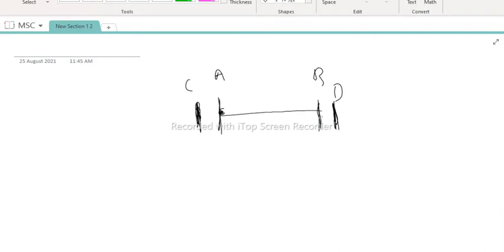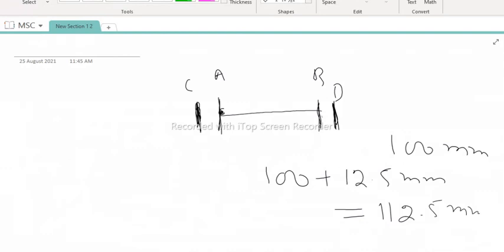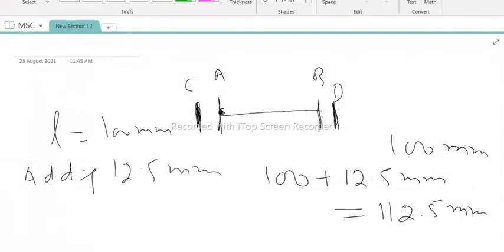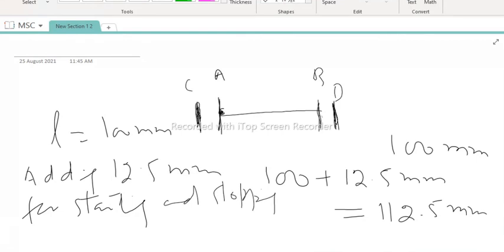Say you design a problem and the length of the weld has to be 100 mm. What will be the actual length of the weld? Actual length of the weld will be 100 plus 12.5, that is 112.5 mm. Once you calculate L equal to 100 mm, you write adding 12.5 for starting and stopping of the weld run.